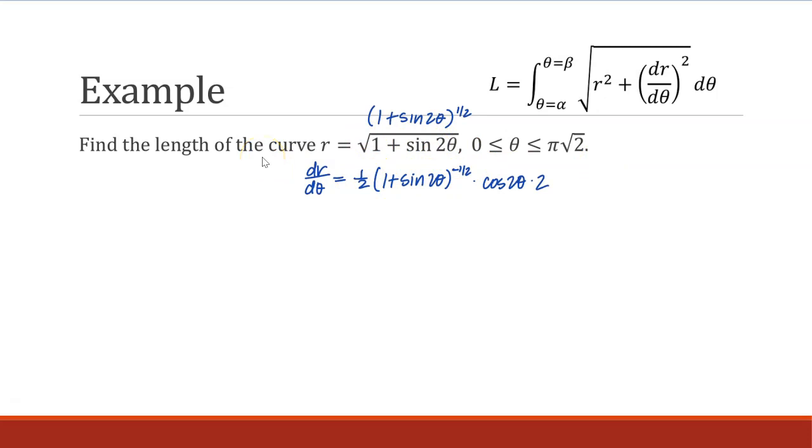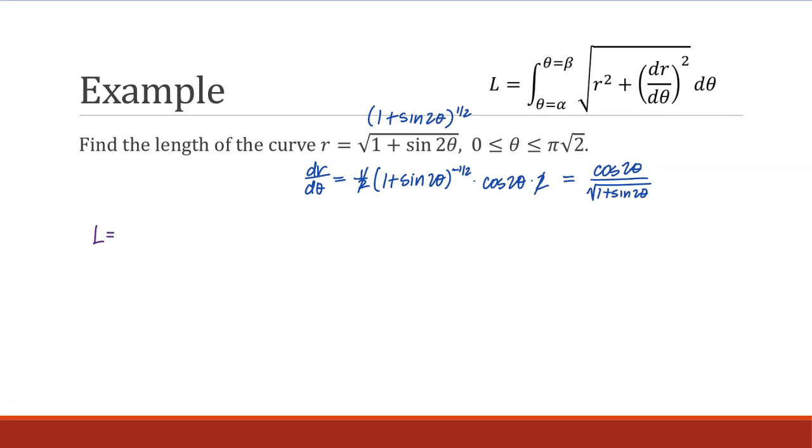So the 1/2 and the 2 simplify to 1. So I'm going to write this as cosine 2 theta over the square root of 1 plus sine of 2 theta, simplified. All right, so that's dr d theta that we're going to have to substitute in. We have r that we're going to have to substitute in, and then our alpha and beta are these angles here. So let's start writing things out here.